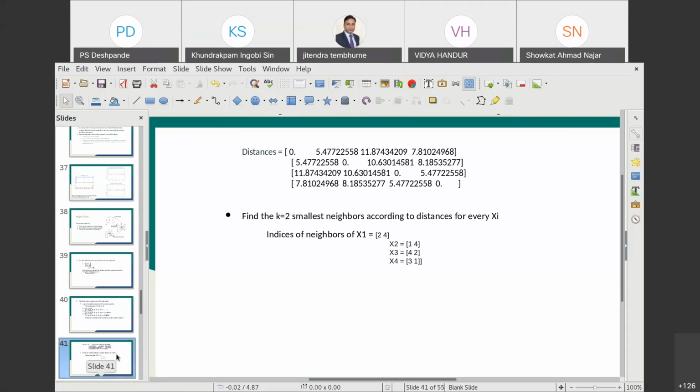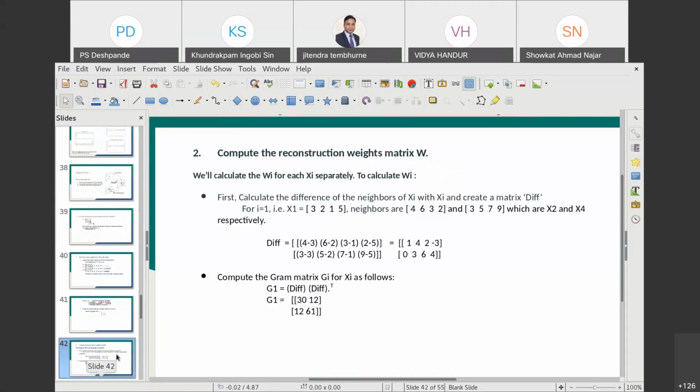So first is the calculation of the distance matrix, and second is using the k neighbors to express each point as a combination of its neighbors. Then you find the difference matrix for each point. For example, x1 is 3215 and its nearest neighbors are 4632 and 3579. So you'll get the difference matrix. And then we have what we call the Gram matrix, that is the difference matrix times its transpose. That is the G1 matrix.